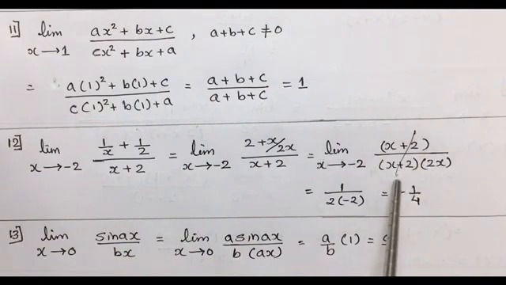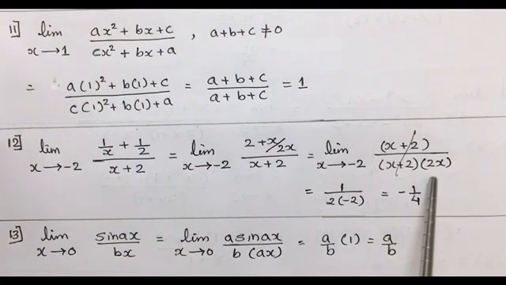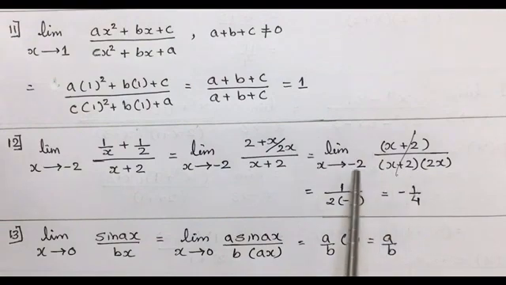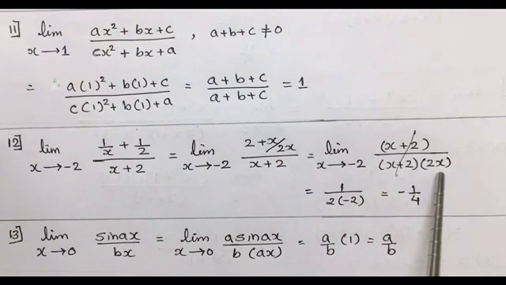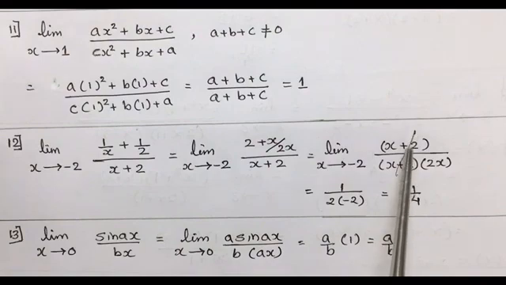x plus 2 and x plus 2 get cancelled. 1 upon 2x remains. Now in the place of x, we have to keep minus 2, after the cancellation of x plus 2. So keeping x as minus 2, we'll get the answer as minus 1 by 4.